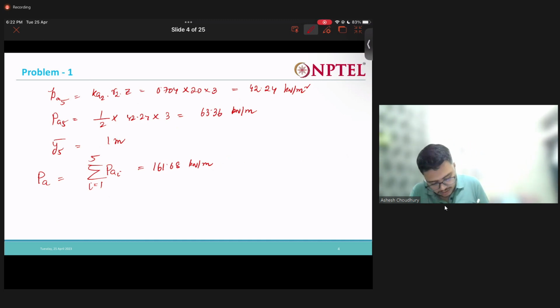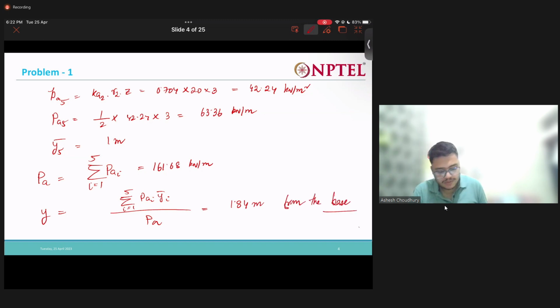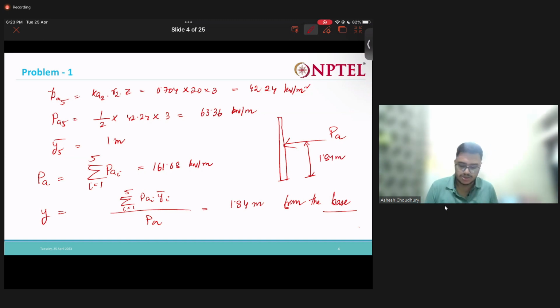Correct. And the line of action will be nothing but the summation for i equal to 1 to 5 of Pai into y bar i, divided by capital Pa. So this will actually give you 1.84 meters from the base. Okay, so we have the wall. The resultant Pa is acting at a height of 1.84 meters from the base. Correct. So done. We have solved this problem.